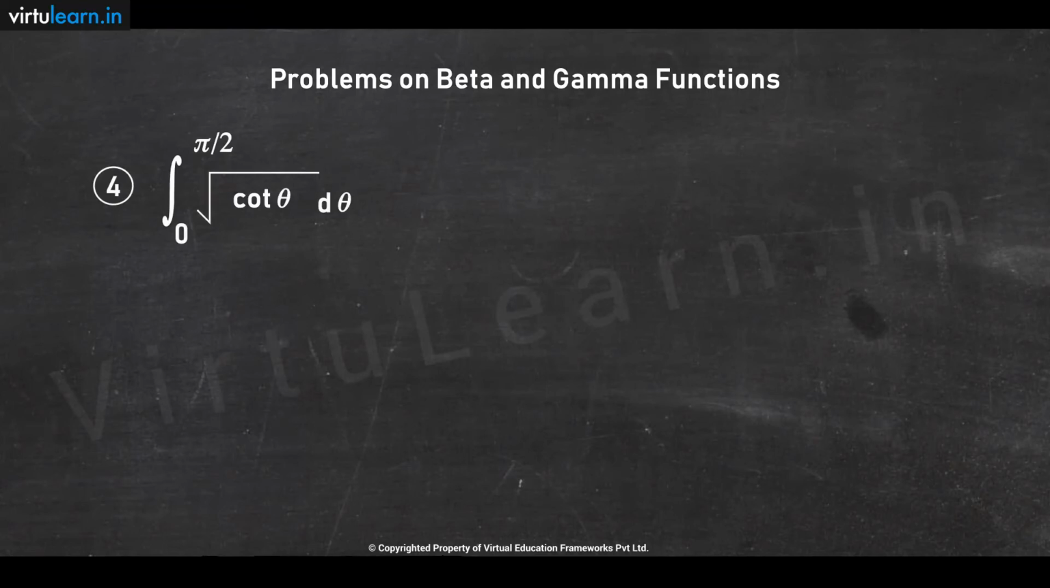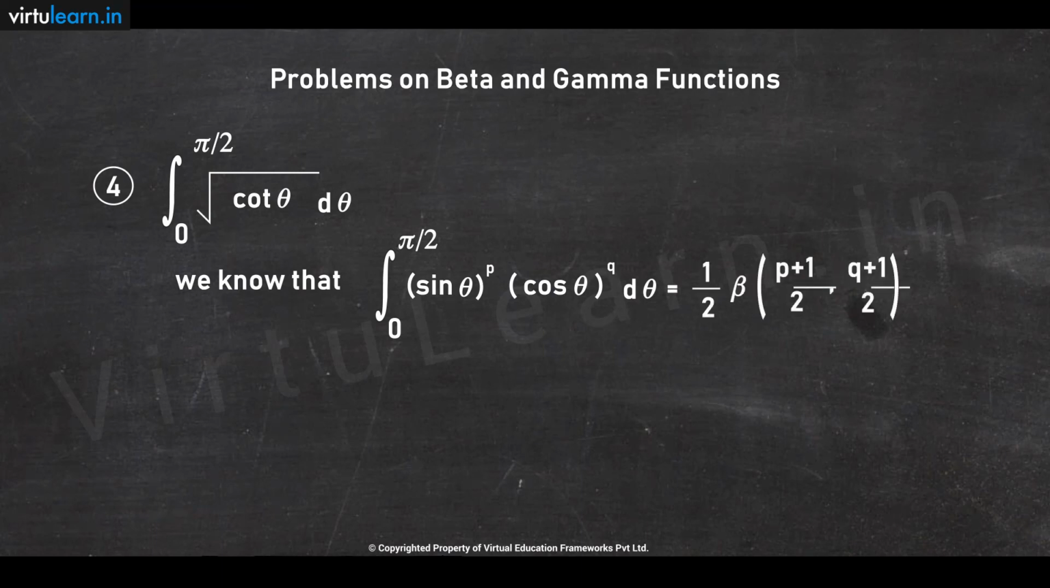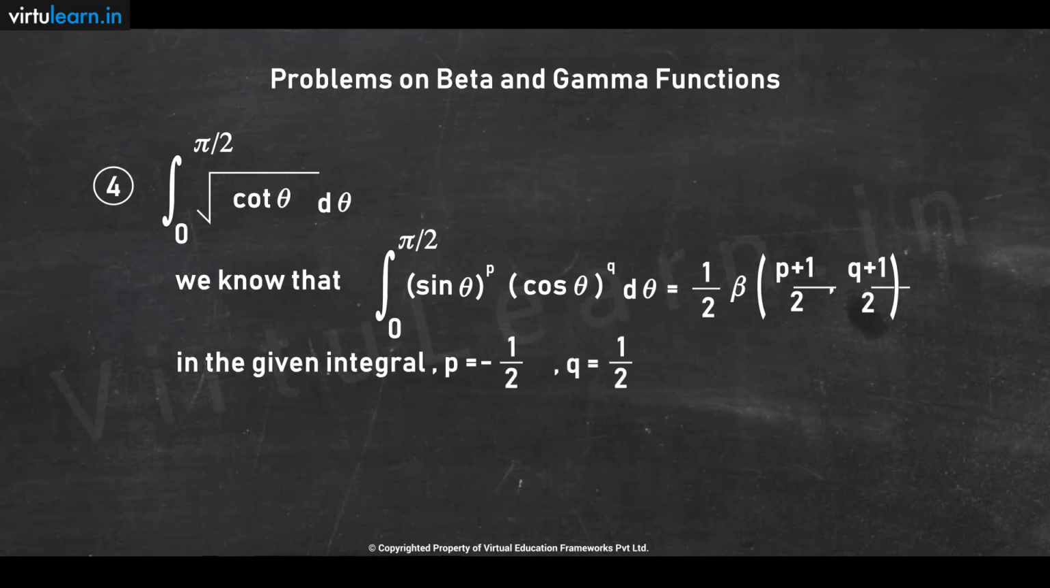Integral 0 to pi by 2 root of cot theta d theta. We want to express this integral in terms of gamma function. Earlier, we learnt one result, that is, we know that integral 0 to pi by 2 sin theta^p cos theta^q d theta is equal to half of beta (p+1)/2, (q+1)/2. In the given integral, p is equal to minus 1/2 and q is equal to 1/2.